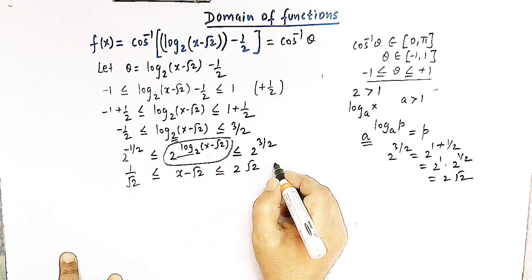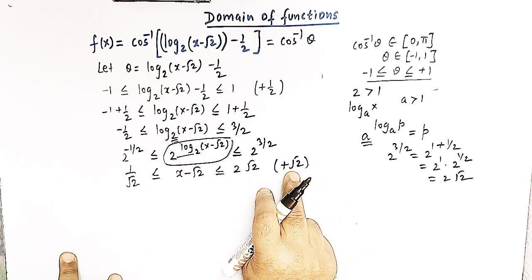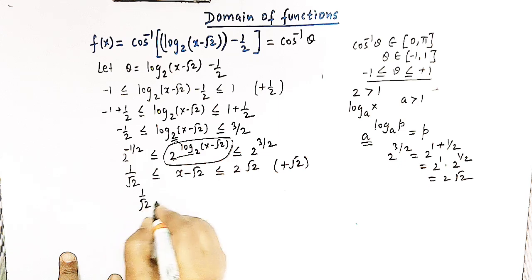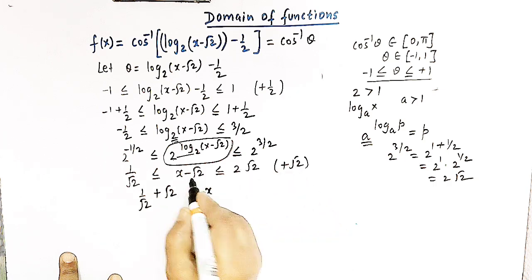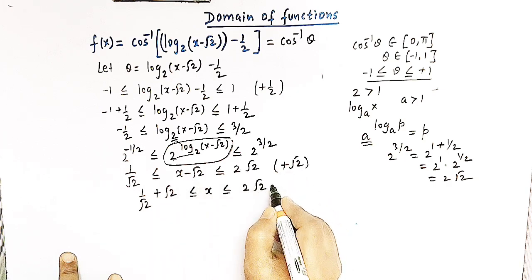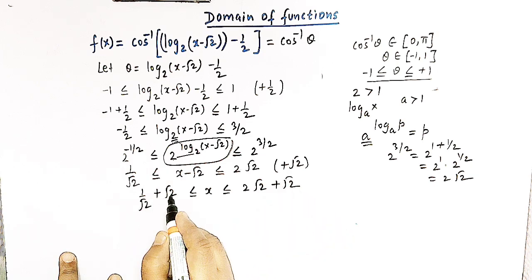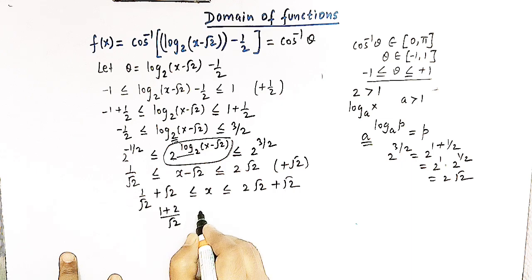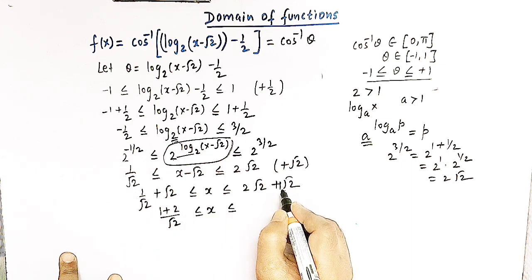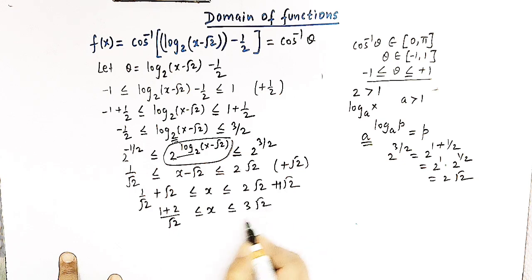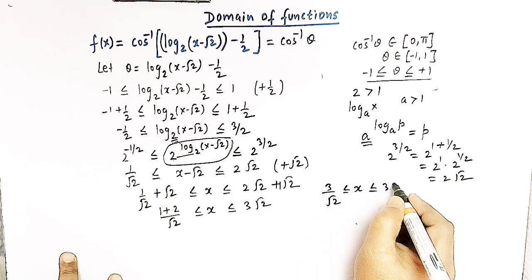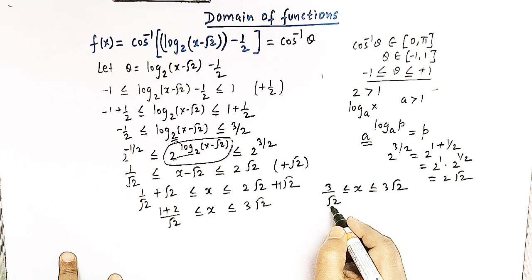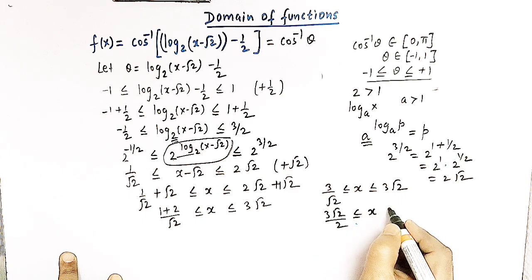So let us add plus square root of 2. So adding root 2 throughout, we have 1 over root 2 plus root 2, and here we have x, simply x, because root 2 and minus root 2 get cancelled, and here we have 2 root 2 plus root 2. So now simplifying this, we have 1 plus 2 over root 2. Here we have x, and here we have 3 root 2. So this is 3 over root 2, and this is x, and here we have 3 root 2. So now rationalizing the denominator, we have 3 root 2 over 2, and here we have x and 3 root 2.